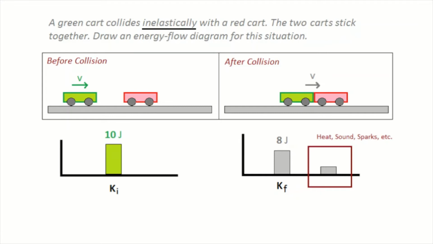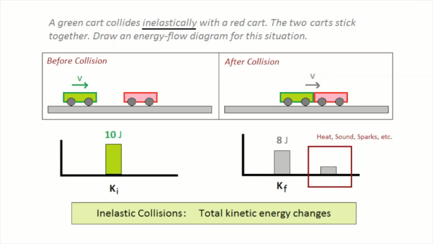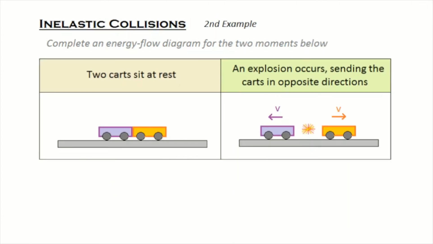In real-life collisions, other energies are created within the colliding moment itself. Examples would be heat, sound, sparks. These are all things that take energy to make, but they're difficult to calculate and are often left out of our analysis. Rather, we're focused on the kinetic energies here, as dropping from 10 to 8. We remember that inelastic collisions are such that kinetic energy changes, so we can define this as an inelastic collision because of the kinetic energy change. Let's look at a second inelastic collision.